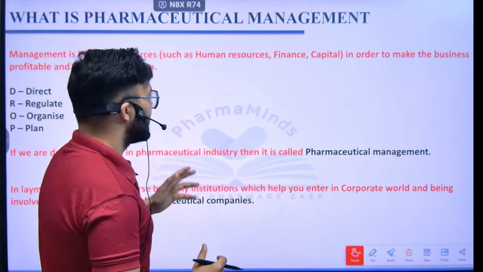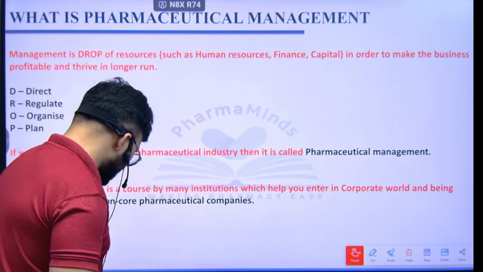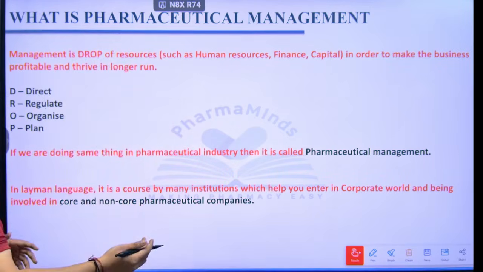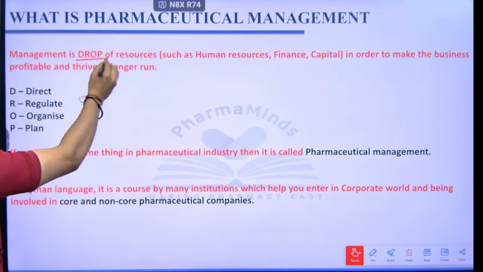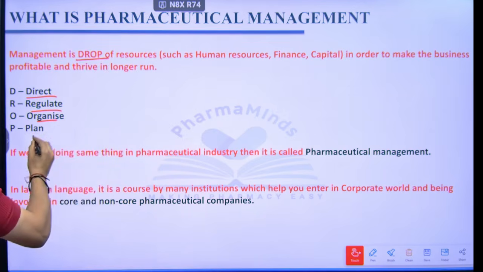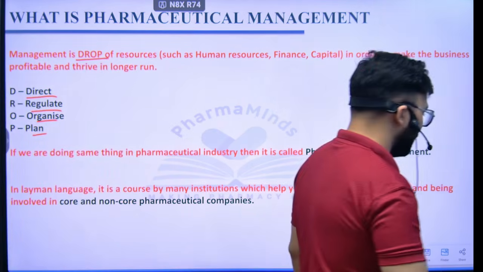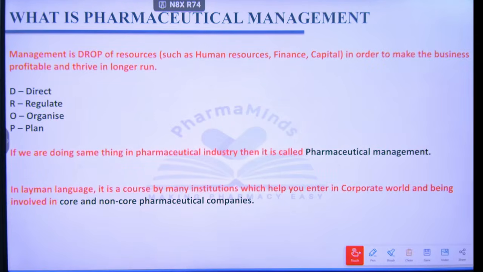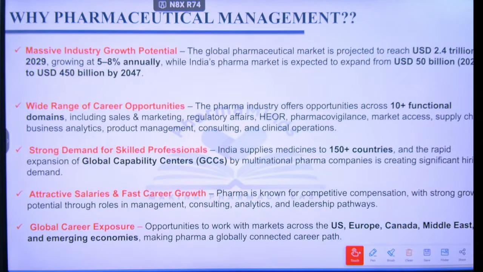Here is a basic definition. Maybe you can remember this. I have also written a very simple definition: direct, regulate, organize, and plan. So we shall move on to the next slides. I hope you got the gist and the meaning of what pharmaceutical management is.